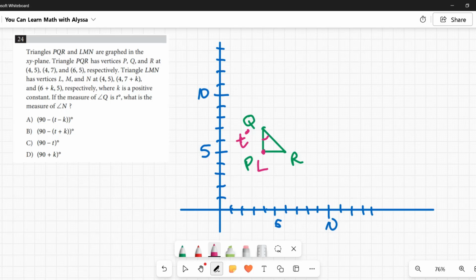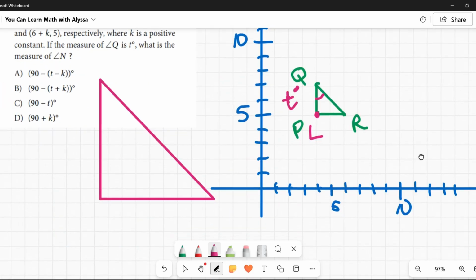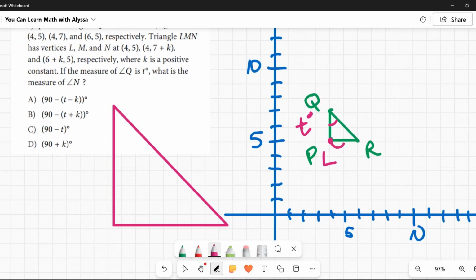I'm going to draw it over here so we can see it a little bit bigger. I'm going to draw it terribly over here. And we have a vertical line and a horizontal line, and they're connected. And because we can just count the sides, this side is 2 and this side is 2. Okay, so 2 and 2.